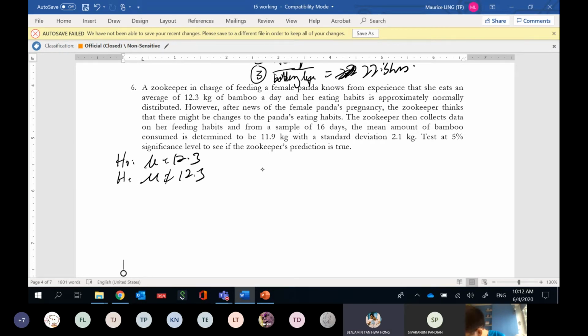Your alpha is 0.05, so alpha divided by 2 is 0.025. Do you use a Z test or T test? T-test. So your T critical is 2.131, so it's minus 2.131, because your degrees of freedom is 15. All right, so your T is minus 0.762.